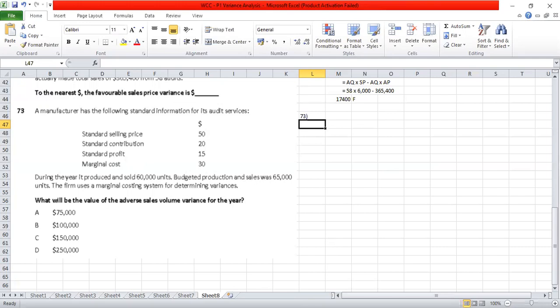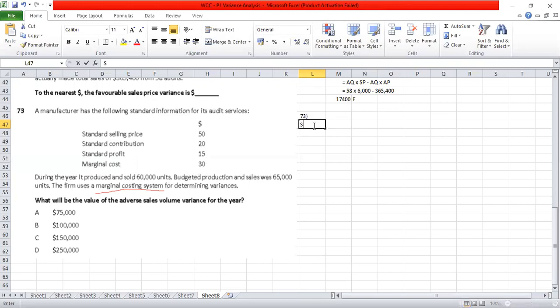There's no mention, no? No, sorry. The firm is using marginal costing system. I was looking in the first line. Since they are using marginal costing system, we should go with the contribution. We should not go with the total profit, but we should go with the standard contribution.